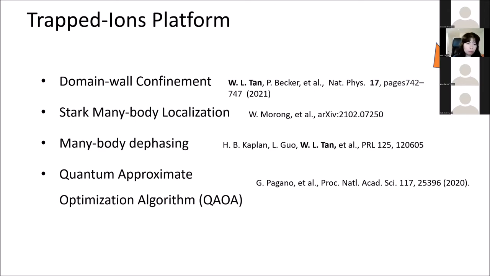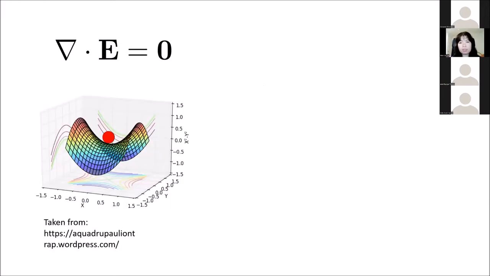Today, I will mostly focus on domain wall confinement, which I work primarily on. Before we delve into quantum simulations, I'd like to give everyone an introduction to how trapped ions work. In trapped ions, we use an RF trap to confine ions with electric fields. According to Earnshaw's theorem, from the Maxwell equations, a point charge cannot be maintained in a stable stationary equilibrium with a static electric field.